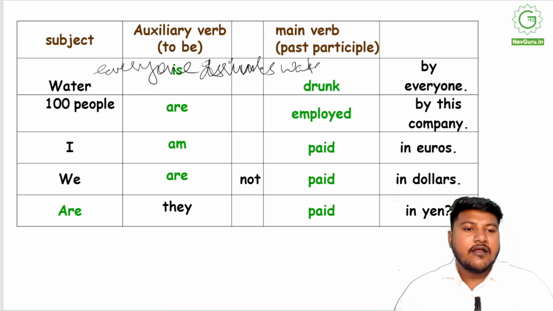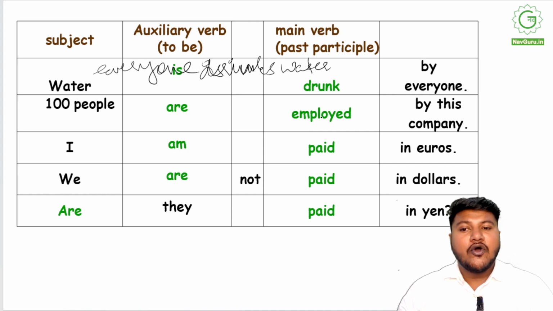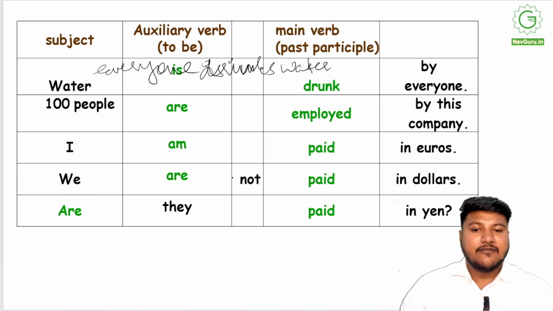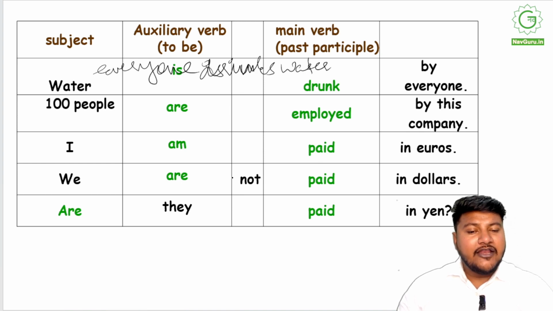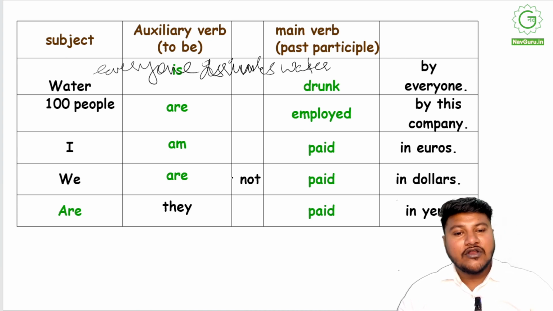Similarly, this company employs 100 people. 100 people are employed by this company. I am paid in euros. How do you do that? No, it's already passive. We are not paid in dollars, already passive. Are they paid in yen? Already passive. So these you don't convert, right?